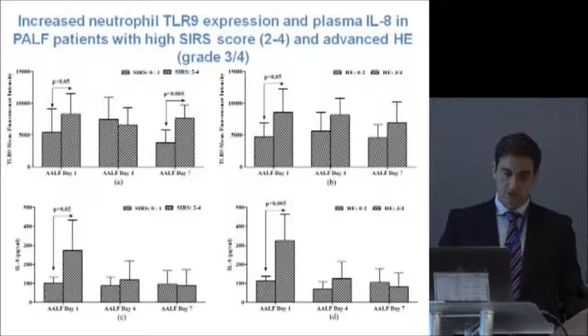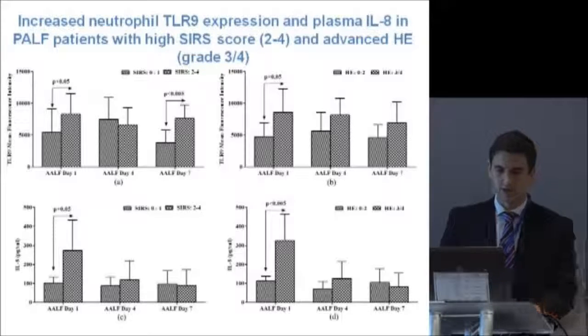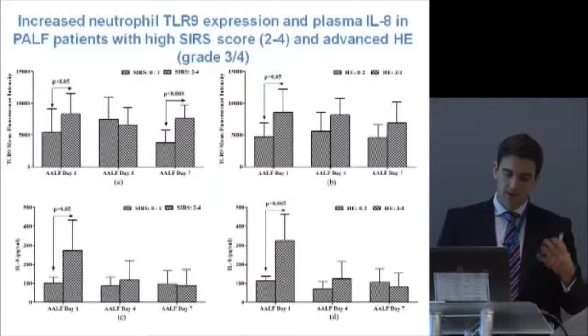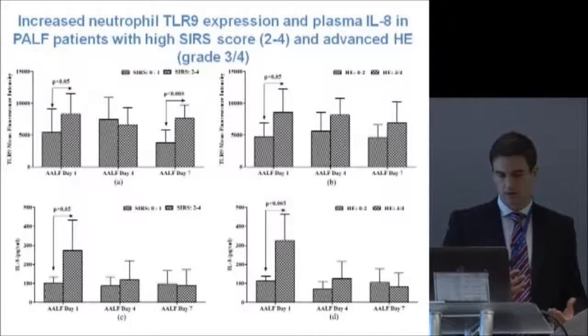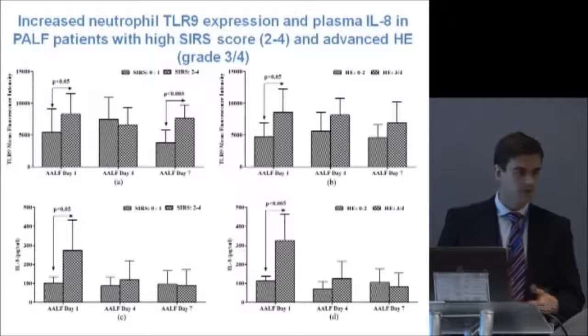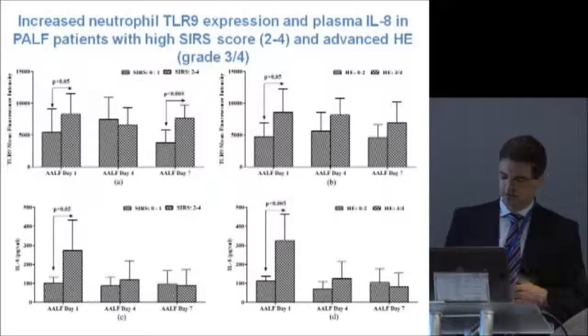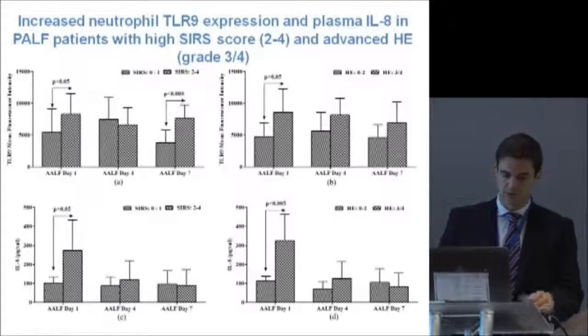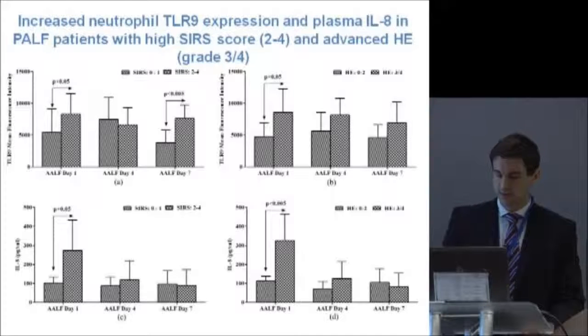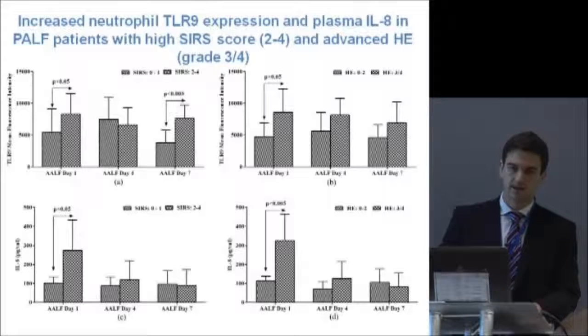Taking this to the bedside, what we also saw was that if we separated the patients with paracetamol-induced acute liver failure and compared the ones with the low SIRS scores and the high SIRS scores, toll-like receptor 9 expression was significantly increased on day 1. And that was also true of the hepatic encephalopathy scores. That reflects this correlation we're seeing between ammonia and interleukin 8 and toll-like receptor 9 expression. This was also true of the interleukin 8 levels that we saw in patients with the high SIRS scores and the high encephalopathy grade scores.